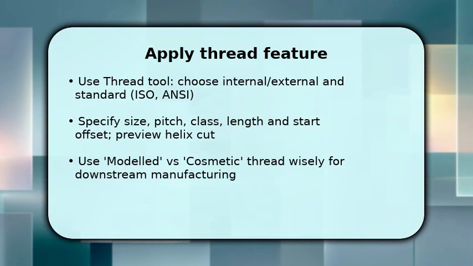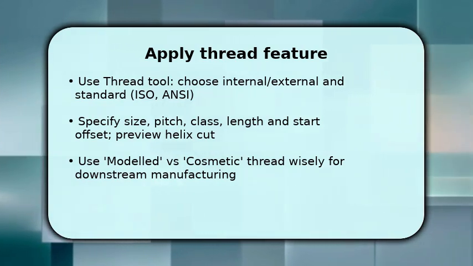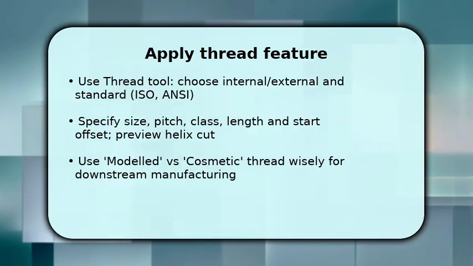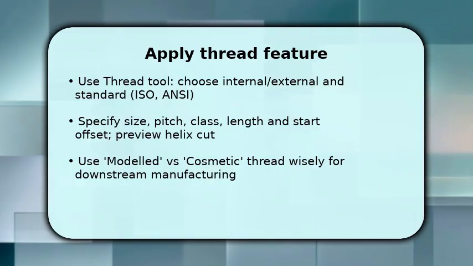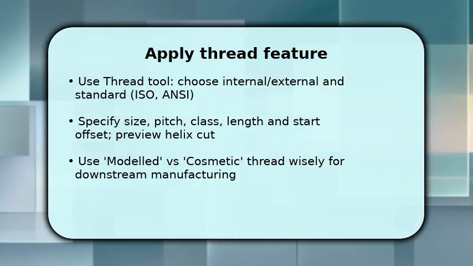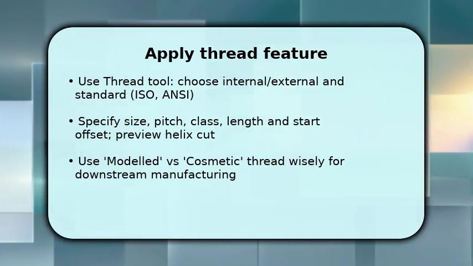You now apply the thread feature. Activate Thread in the Features tab and pick the hole edge or cylinder. Choose Internal, select the standard ISO or ANSI, then enter size, pitch, and thread class. Specify the thread length and any start offset. Preview the helix to confirm orientation and direction.